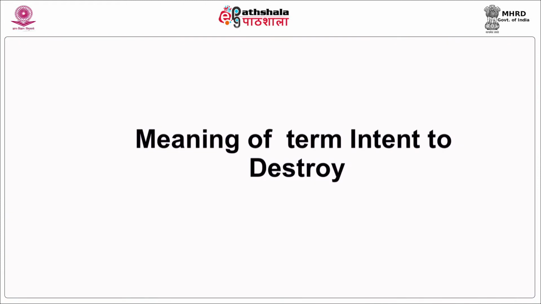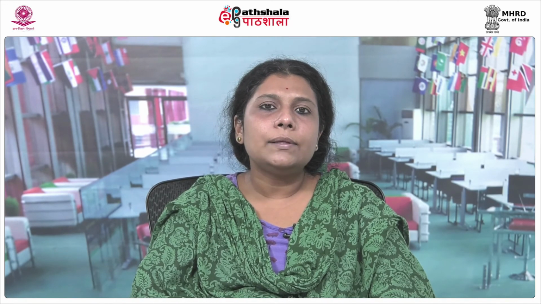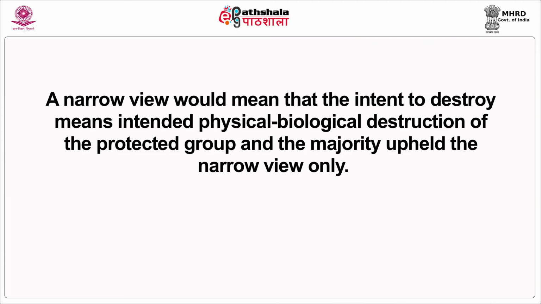What is the meaning of the term intent to destroy? This term appears in Article 2 of the Convention and has been cause of some judicial concern about whether it ought to be interpreted in a broad sense or in a narrow sense. In the judgment given by the European Court of Human Rights in Jorgic versus Germany in 2007, the court highlighted all the approaches taken by the tribunals thus far. A narrow view would mean that the intent to destroy means intended physical and biological destruction of the protected group, and the majority in the Jorgic case upheld the narrow view.